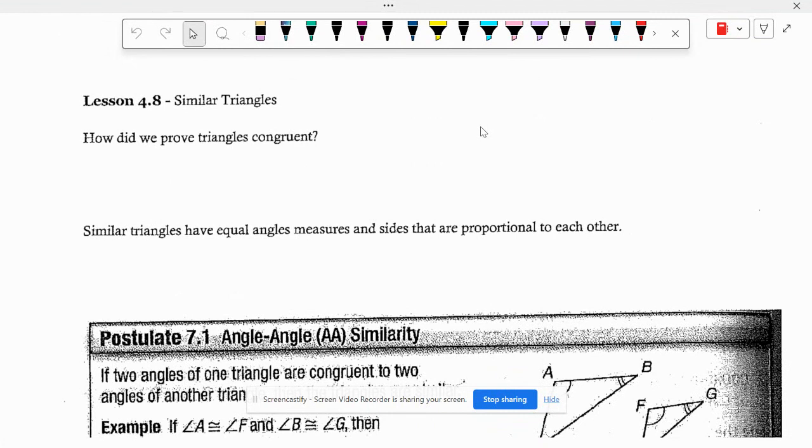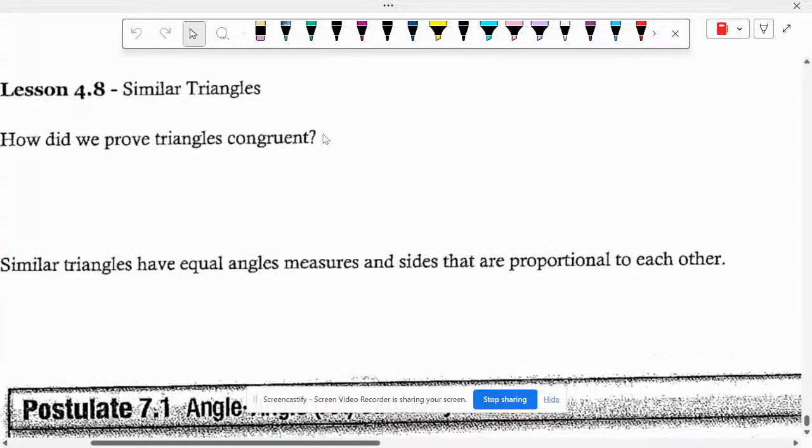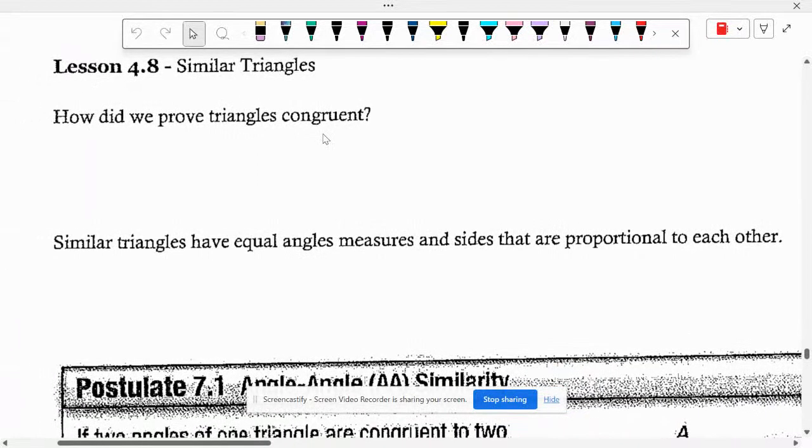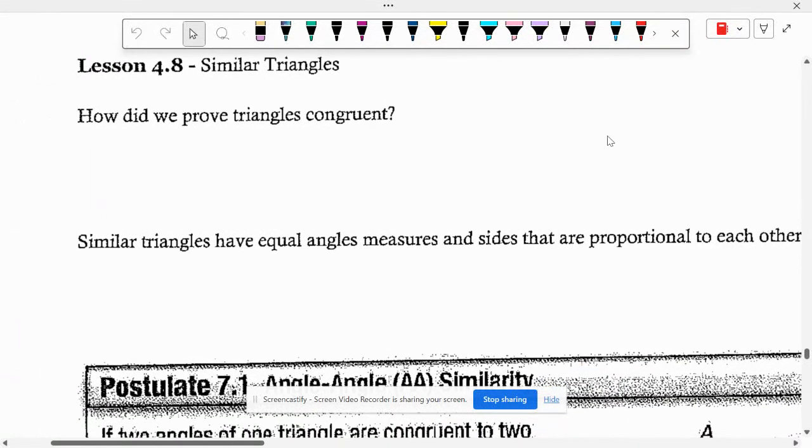What are the theorems that we've learned so far to use to prove that our triangles are congruent? What have we learned? What are the theorems that we use? How do we prove triangles are congruent? You should be on page 40. What are some of the theorems that we've learned?